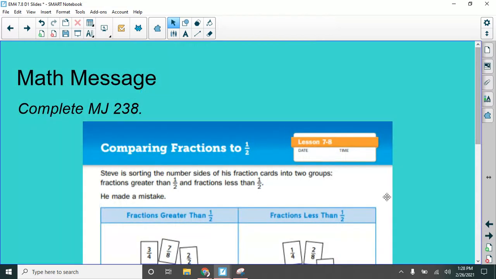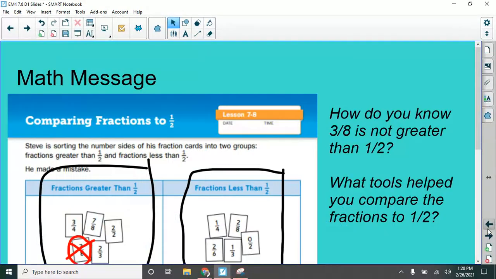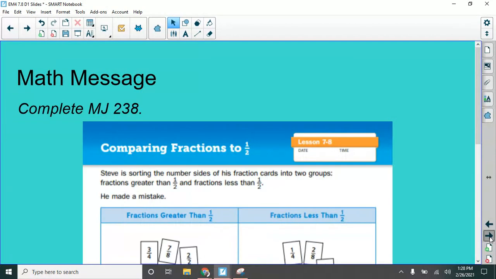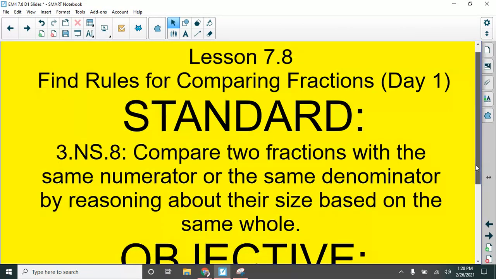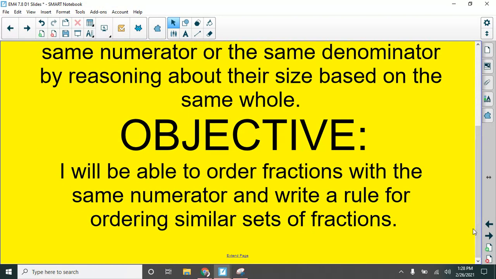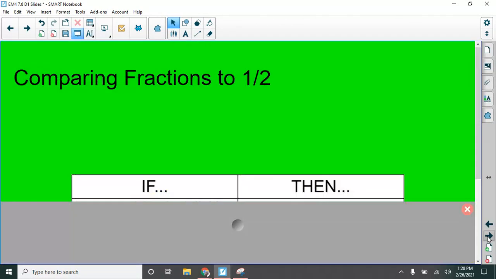So, let's see, we just finished that. We're going to continue on here because our goal, which we haven't talked about yet, is going to be able to order fractions with the same numerator and write a rule for ordering similar sets of fractions. So you're going to be creating a rule as well. Okay. And actually we'll do some of this together.